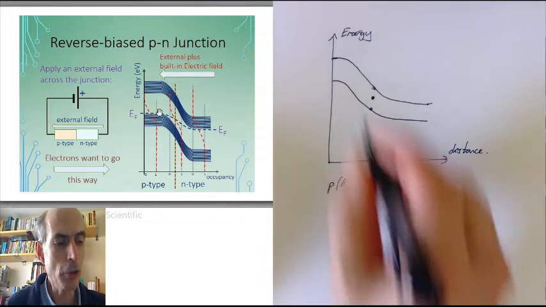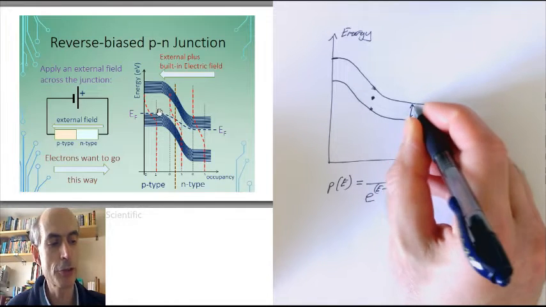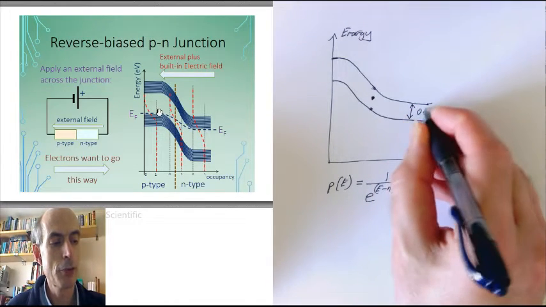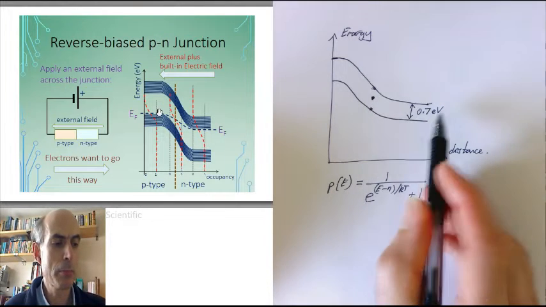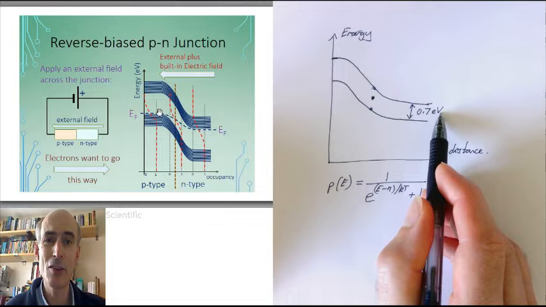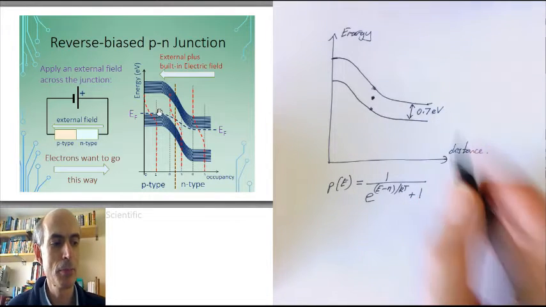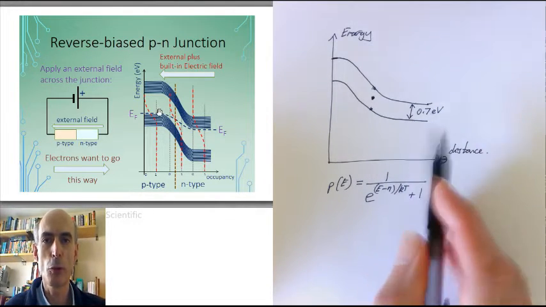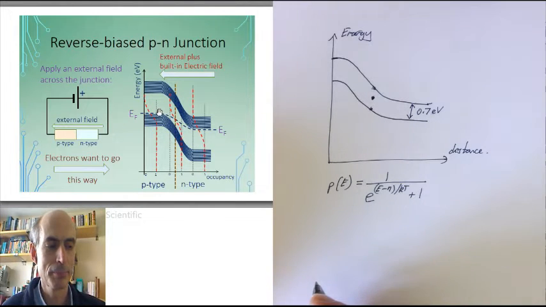Now, for a typical silicon diode, the gap between the conduction band and the valence band is about 0.7 electron volts. If you remember, an electron volt is a unit of energy equal to the amount of energy that it would take to move 1 electron through 1 volt. This means an electron volt is 1.6 times 10 to the power of minus 19 joules.